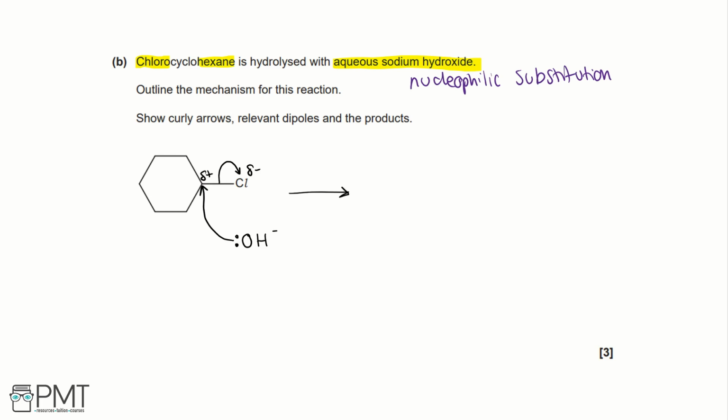So that means our products are going to be a Cl minus, and then instead of having our haloalkane bond, we're going to have an alcohol group. So these are our two products that we're going to form in this reaction. So to get the 3 marks for this question, you get a mark for having the correct dipoles, a mark for having the correct curly arrows, and then a mark for having the correct products.